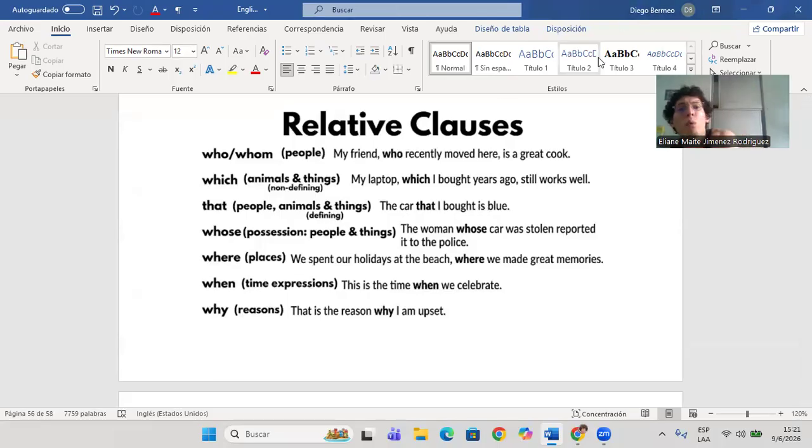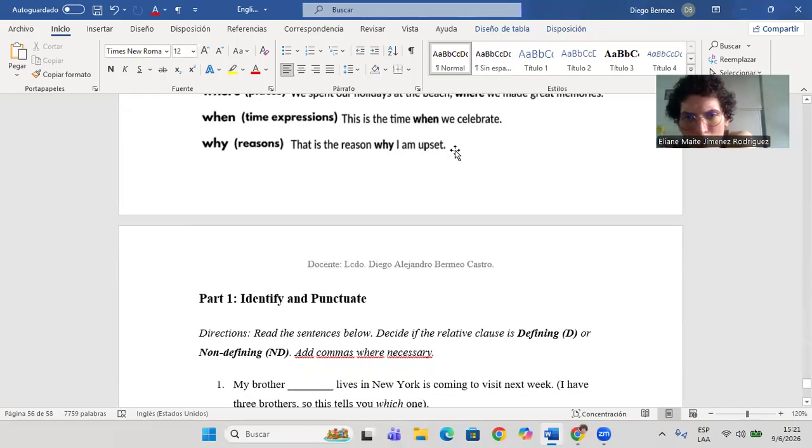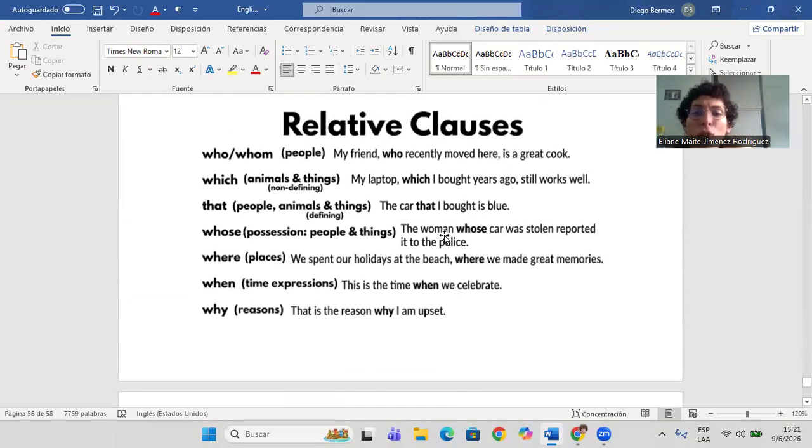The other one, the woman whose car was stolen reported it to the police. This is defining because if you delete whose car was stolen, it just simply says the woman reported it to the police. Reported what? Doesn't make sense. It's incomplete. So you need that relative clause for the sentence to make sense.